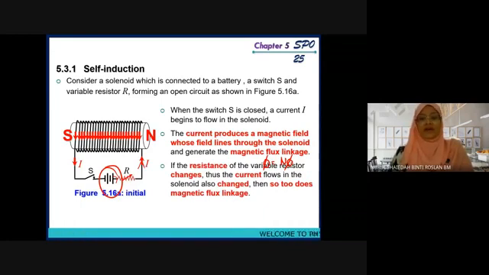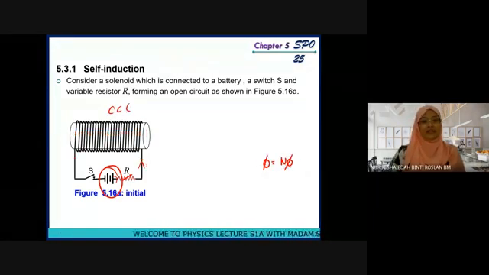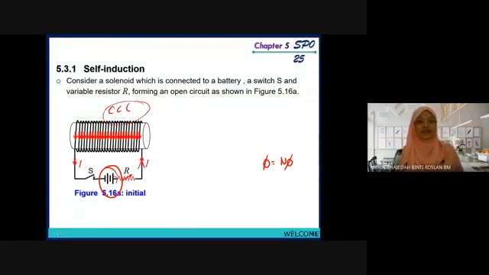If the resistance of the variable resistor changes, thus the current flowing in the solenoid also changes. So does the magnetic flux linkage. Okay, so kalau you ingat balik Faraday cakap apa, when the current flows, dia telah menjadi CCC, current carrying conductor. Firstly, dia hanyalah conductor. Kalau you switch off, dia hanyalah conductor without battery, without a current. So once you ada current, dia dah jadi current carrying conductor. So current carrying conductor is the source for magnetic field.